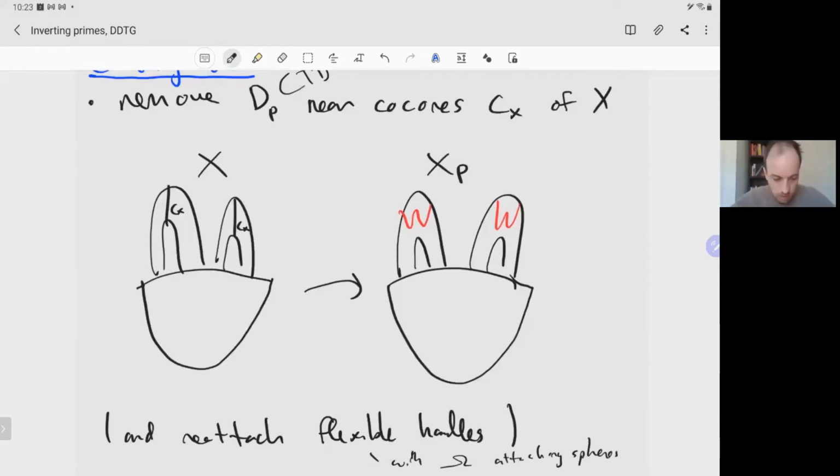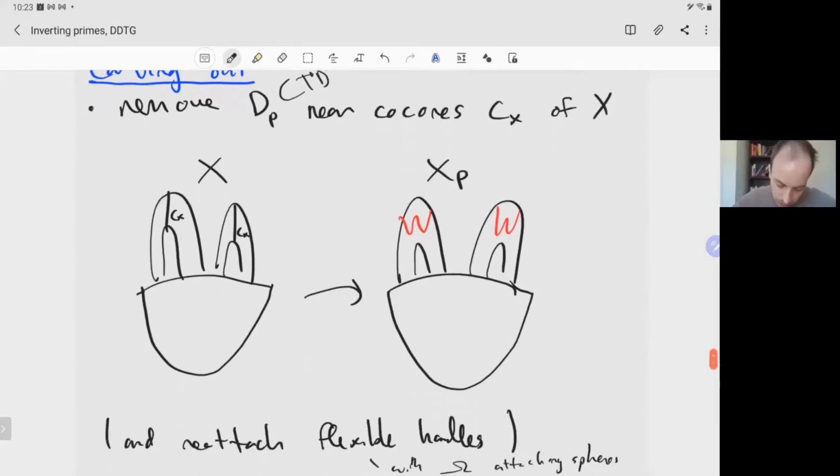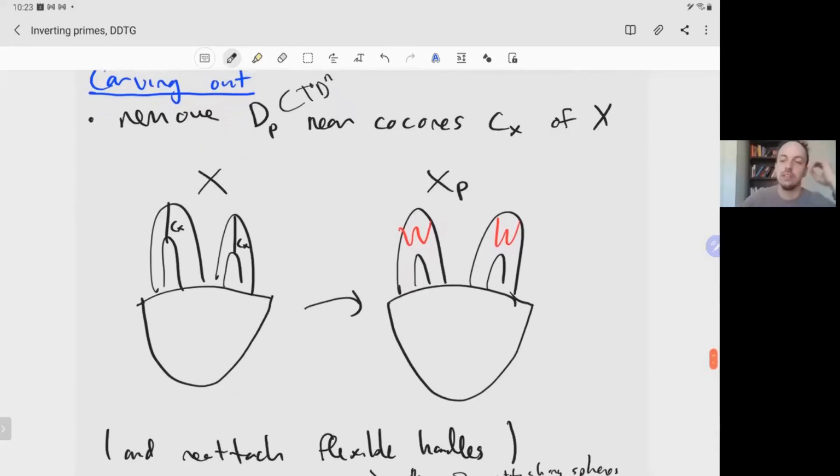Okay. Maybe I misunderstood something, but before I thought that these spaces X_P were actually subspaces of X. Yeah, it is a subspace of X because I've removed a disk. So after removing a disk, it's definitely a subspace. But then I'm saying I'm reattaching a flexible handle. That's true. But in fact, you can do that in a way so that it's still sitting inside of X. As a symplectic manifold or as a smooth thing.